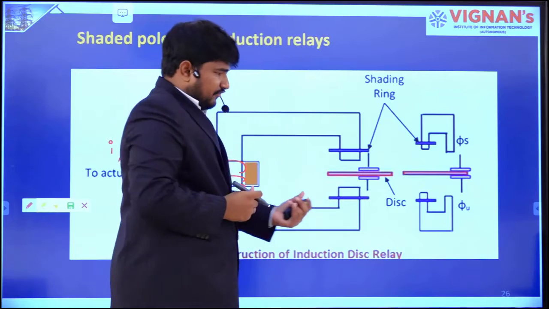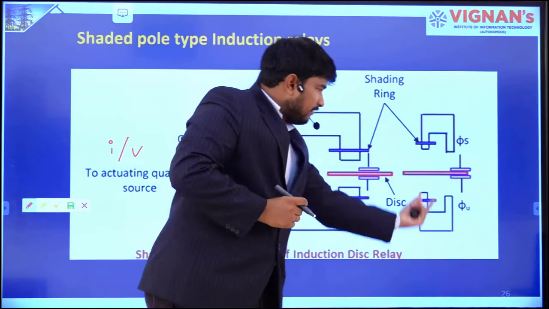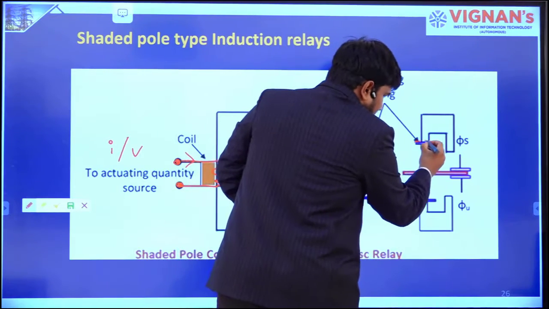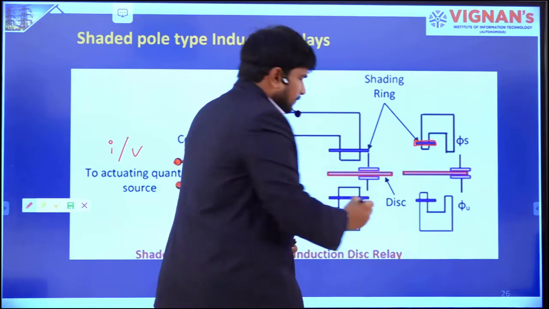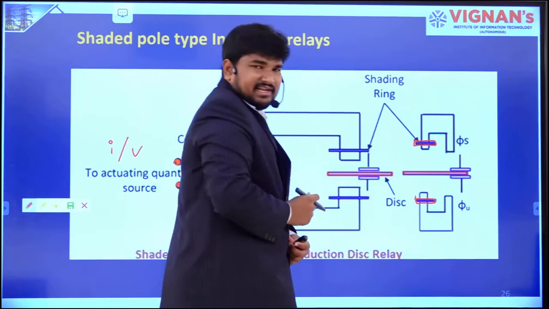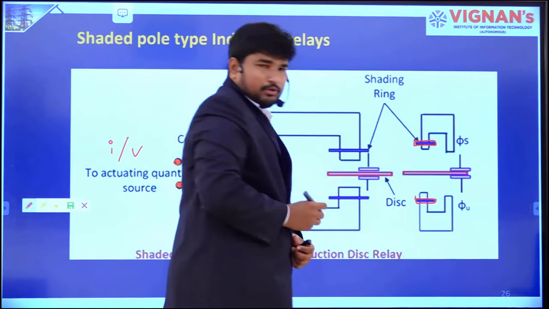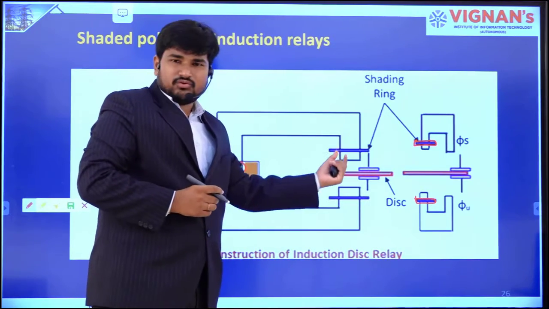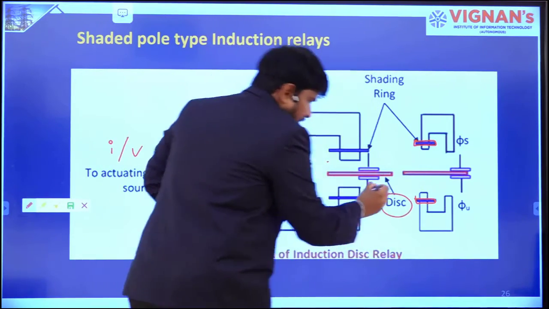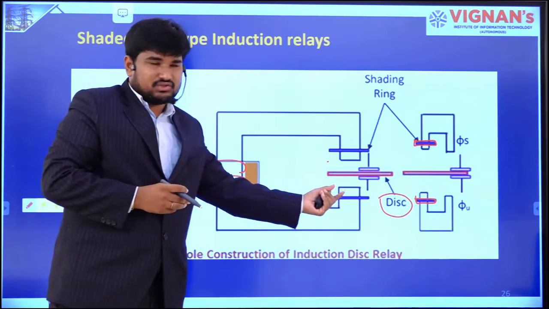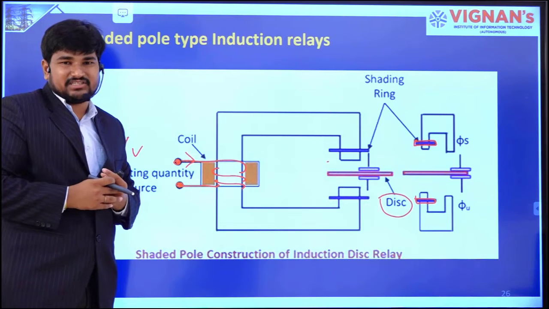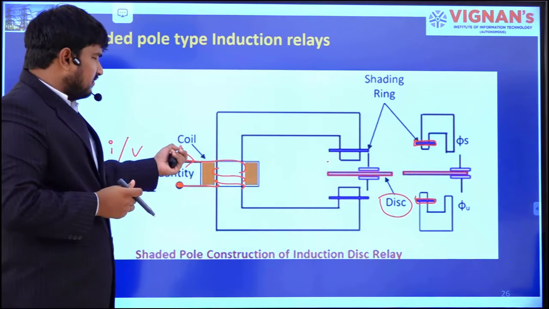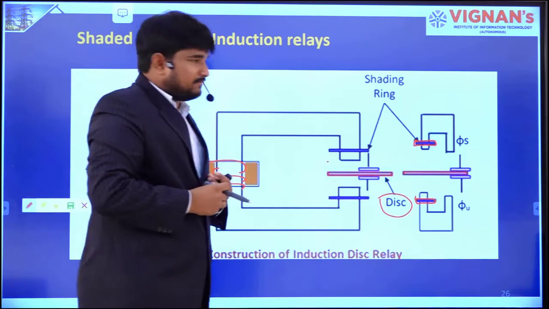In these two sections, if you observe, this is the cross view. We have split the total core into two sections. One is placed with a shaded ring, and another one is an unshaded portion. Between these two, a disc is placed. So this is our shaded pole type induction machine. Now let us observe the working of the shaded pole type induction machine.